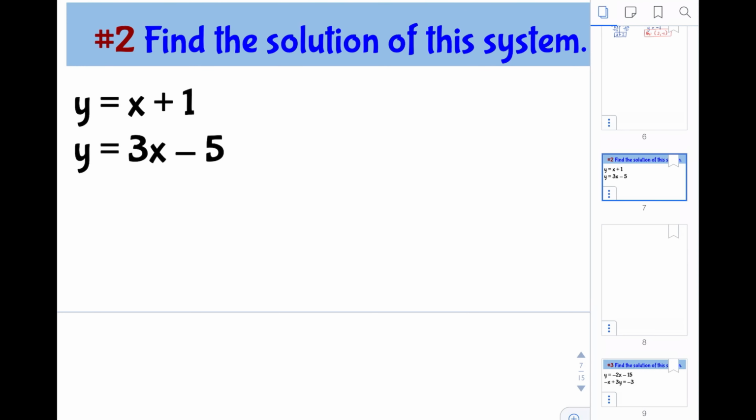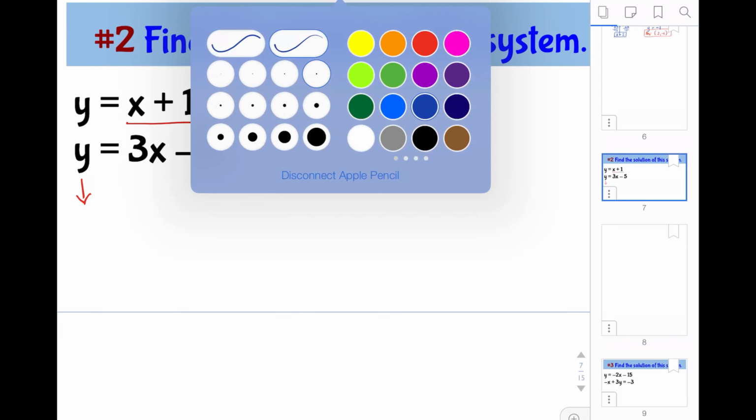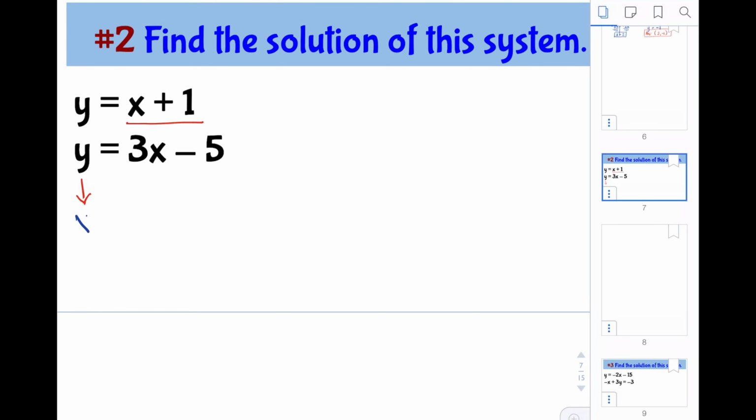Example number 2. Find the solution of the system y is equal to x plus 1 and y is equal to 3x minus 5. Just like with question number 1, both equations are in the slope-intercept form. So we can simply substitute x plus 1 for the y in our second equation. So doing this process, we will now have x plus 1 is equal to 3x minus 5. Or you can make it also 3x minus 5 is equal to x plus 1. And it's the same thing.